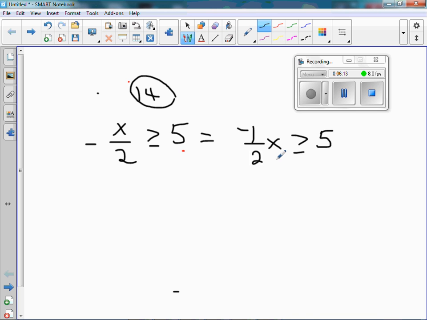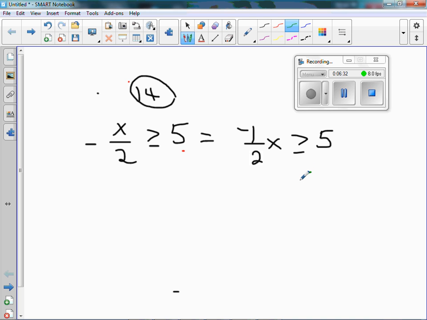Now, how do you solve this? First of all, as I've stated, when there is a negative as the leading coefficient in front of the variable, you would simply have to reverse the direction of the inequality sign.